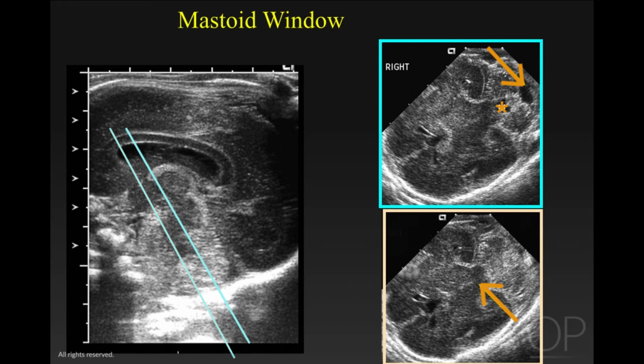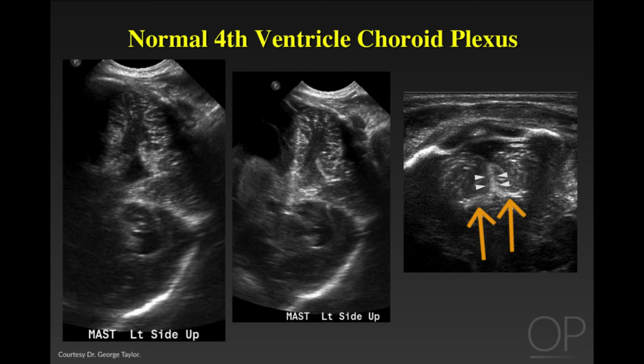Now, one of the normal findings in the mastoid view is a normal fourth ventricle choroid plexus. And I point this out because the choroid, especially in very premature infants, may be very bulbous and prominent and resemble a clot. The normal fourth ventricle choroid plexus is T-shaped and extends laterally along the foramina of Luschka and inferiorly and posteriorly along the foramen of Magendie.